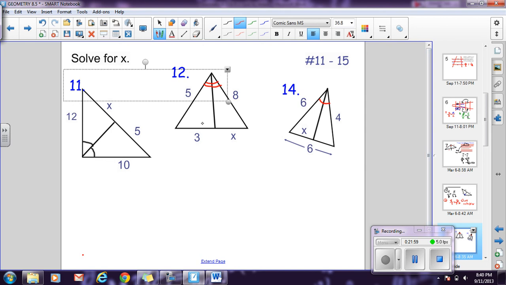So this is part of your homework here, 11, 12, and 14. We'll just do a couple together and then we'll be done with this lesson. And it's only 22 minutes. Okay, so here we go.